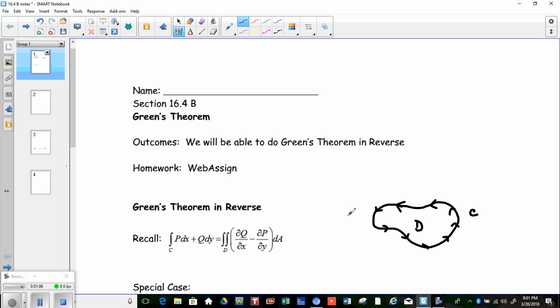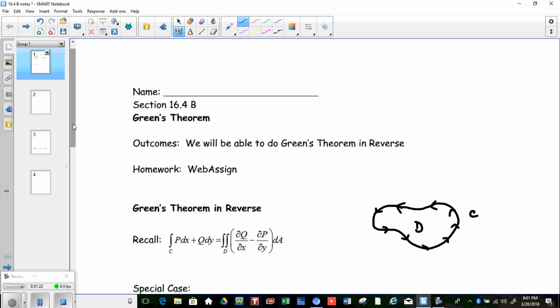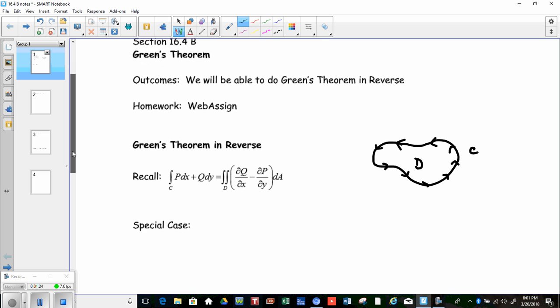So the idea is we're not going to go backwards. We're not going to go to the right. We're not going to go clockwise. We're going to keep this thing counterclockwise, but we're going to take the idea of going from the line integral to Green's theorem for going backwards and saying, well, if we have Green's theorem, maybe we can go backwards and actually do a line integral that's easier to do. That's the concept of what we're going to be talking about.